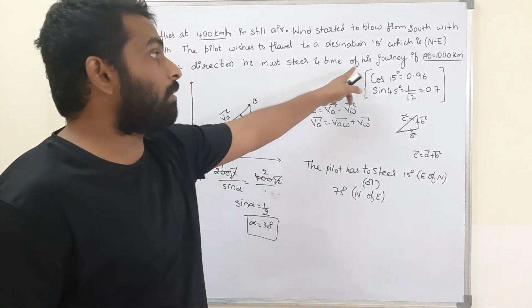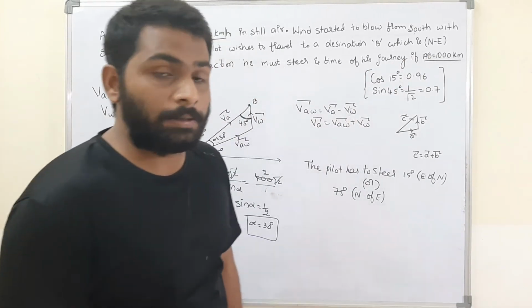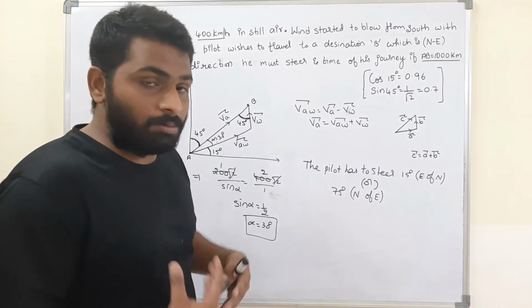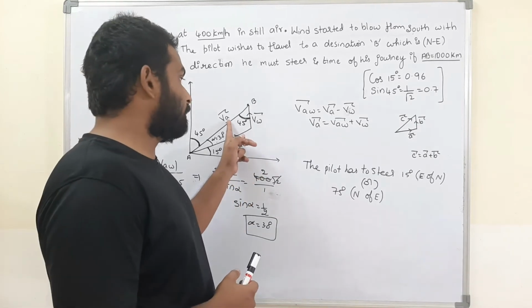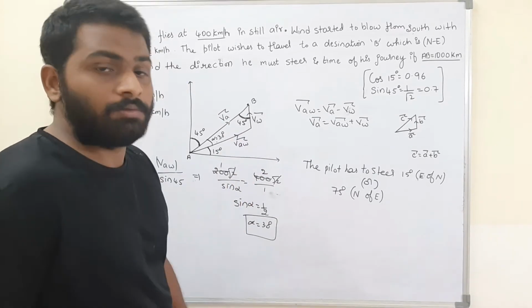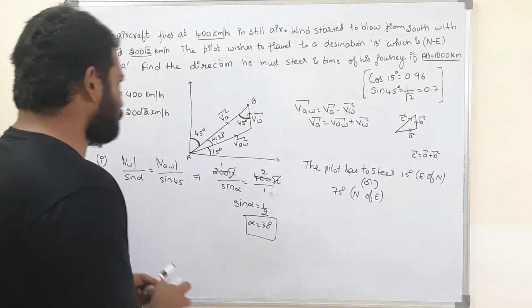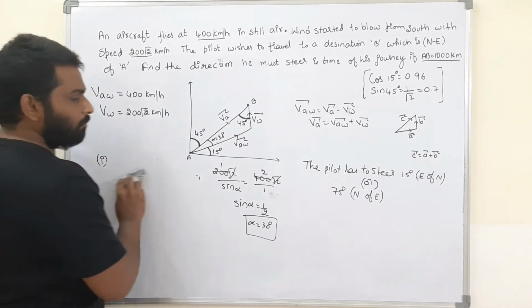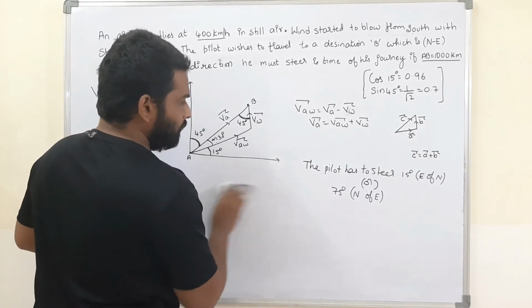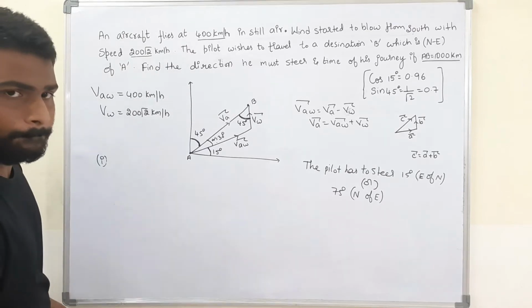Now they told us to find the time of his journey. How can I find the time of his journey? First of all, I have to find VA. How can I find that VA? Again by using the sine rule, that's all. I am using the sine rule again. Now what is the sine rule?